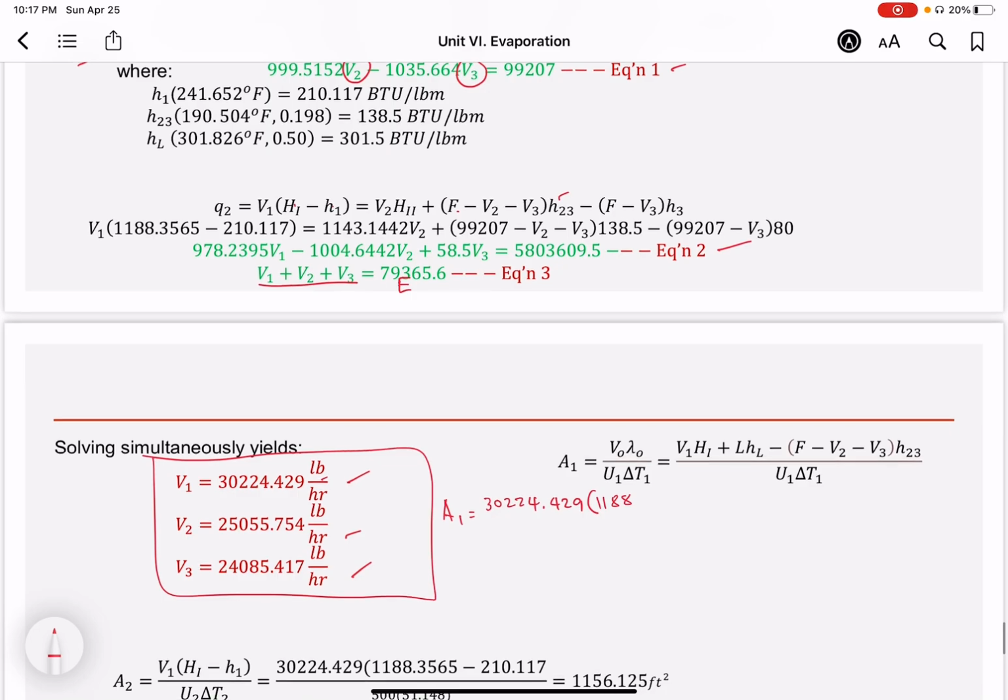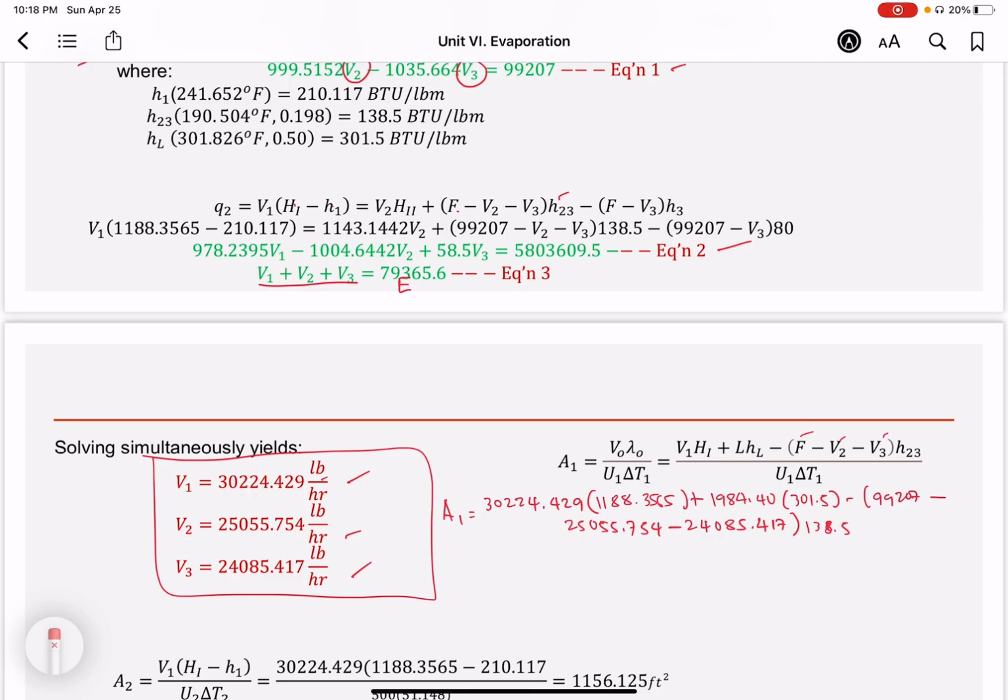So 1188.3565 plus your L, 19841.40 times yung H sub L, 301.5, minus the F V2 V3, feed is 99207 minus V2, 25055.754, minus V3 of 24085.417. This is multiplied by H sub 23, which is around 138.5.